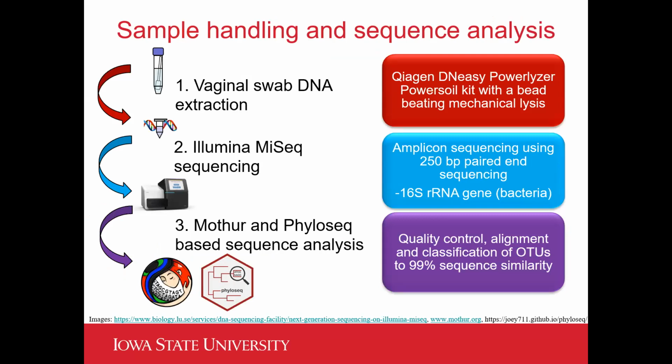DNA from vaginal swabs taken during the pilot study was extracted using the Qiagen PowerLyzer PowerSoil Kit, which includes a rigorous mechanical lysis step. We then amplified the 16S rRNA gene using 250 base pair paired-end Illumina MiSeq sequencing chemistry. Sequences were quality filtered, organized into OTUs, and classified using mothur. And finally, data handling as well as graphics generation were completed using the R package phylotypes.